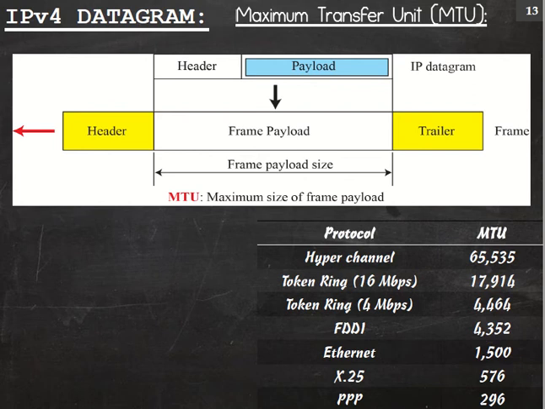The value for LAN is usually 1500 bytes. That is the actual size of the MTU, whereas in the case of WAN, it is larger than that.